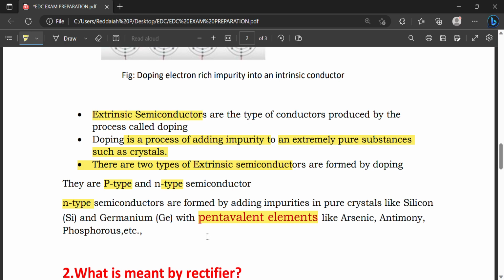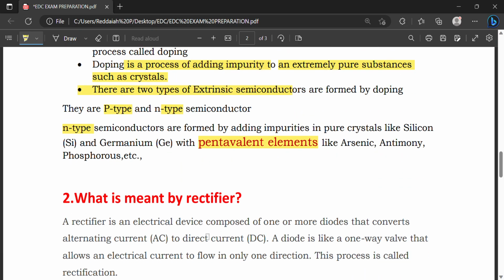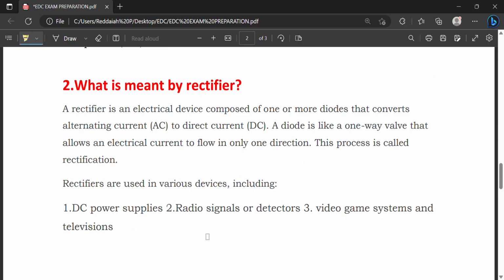2 marks questions; sometimes maybe 5 marks also they ask. Next is what is meant by rectifier. Everybody knows what a rectifier is. A rectifier is an electronic circuit that converts AC to DC; alternating current can be converted into direct current. A rectifier is an electrical device composed of one or more diodes. If you use 1 diode, it is a half wave rectifier. If you use 2 diodes, parallel and anti-parallel, it acts as a full wave rectifier. It converts alternating current to direct current.